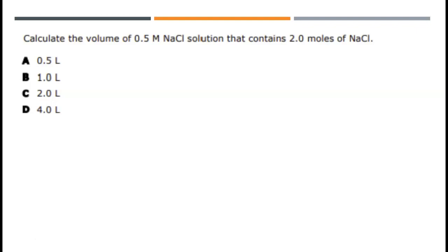We're going to calculate the volume of a 0.5 molarity sodium chloride solution that contains 2 moles of NaCl. First thing we do is identify our variables. Go ahead and pause the video if you haven't done it yet. So 0.5 is our molarity, 2.0 is our moles. We're going to calculate the volume, which is our liters. We don't know what our liters is.